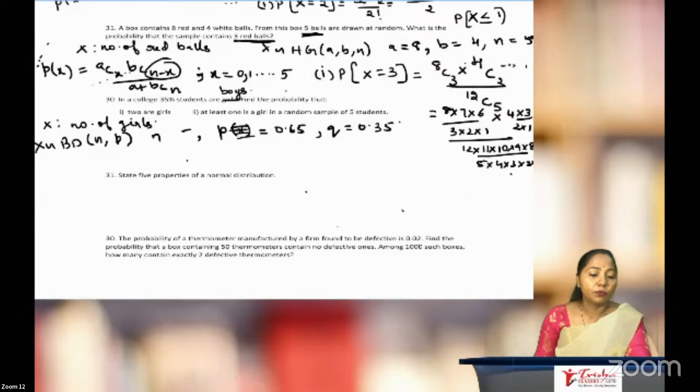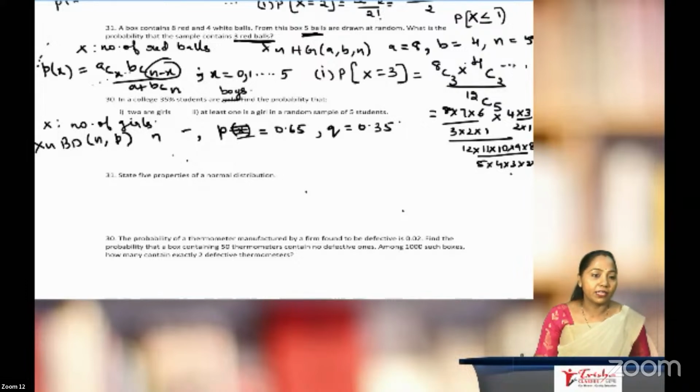State 5 properties of normal distribution. Can you tell me the 5 properties? The easy ones, which we'll use to solve the sums. Who will give the answer? Any 5 properties for normal distribution.